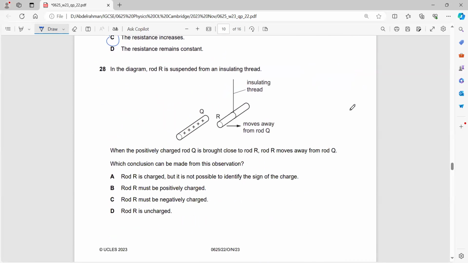We have rod Q and R. Now R is moving away from rod Q. Why is that? It's also positively charged. It has to be positively charged.